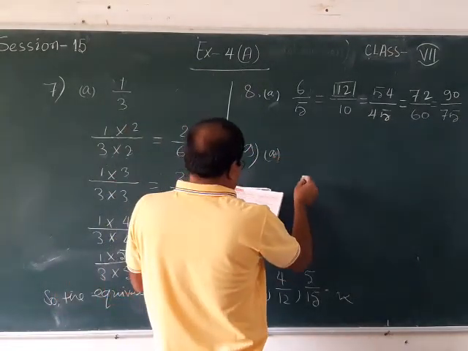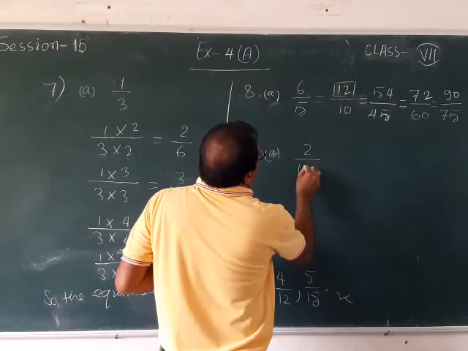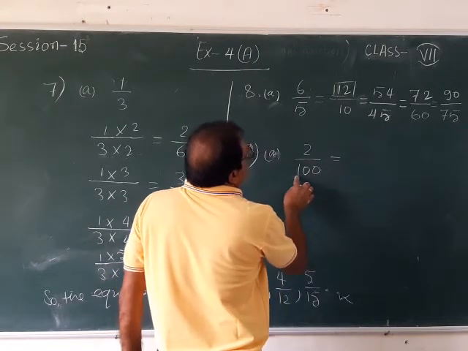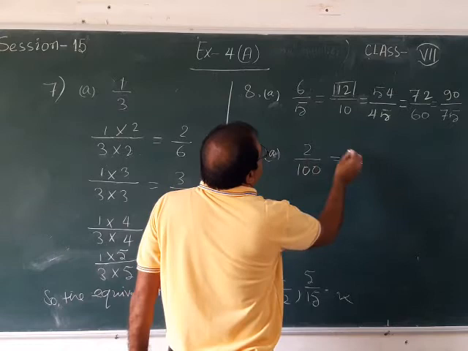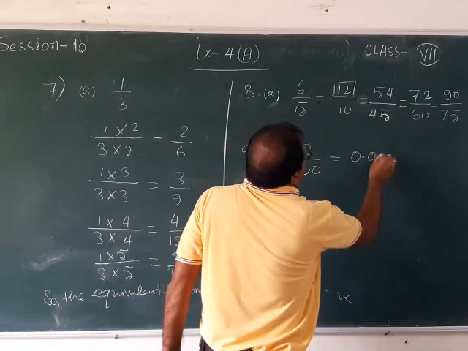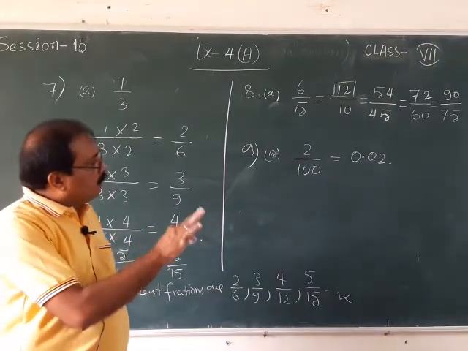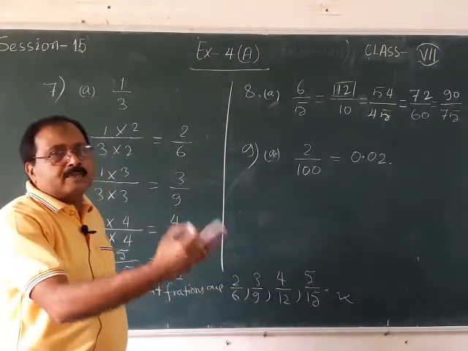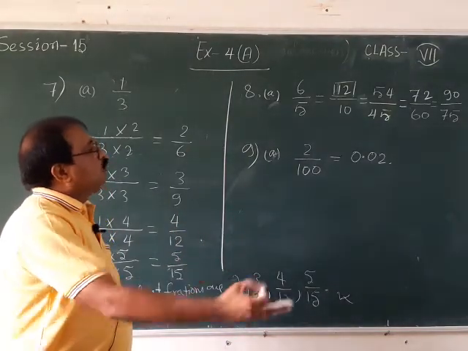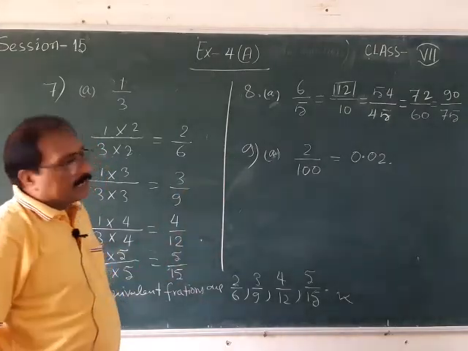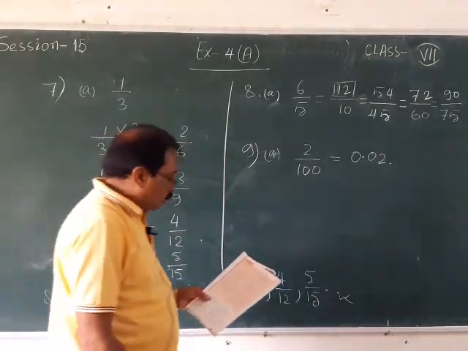That can be done. Here it is 2 upon 100. Just 2 zeros are there, so 1 upon 100 means 2 decimal places will be shifted. So it can be written 0.02 without any work. Two decimal places can be taken from right to left side. That means you can write your answer 0.02.